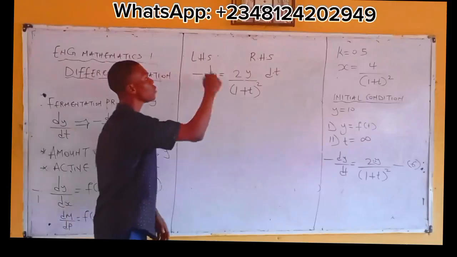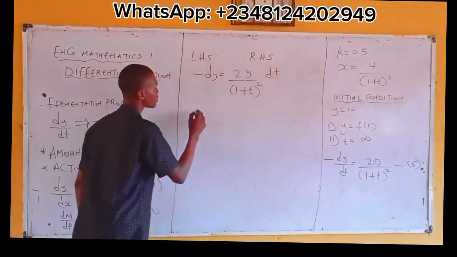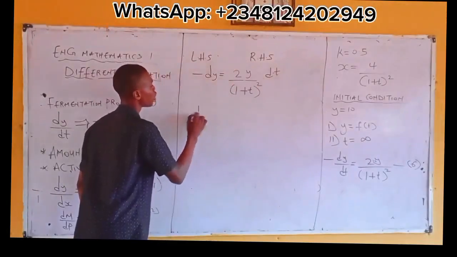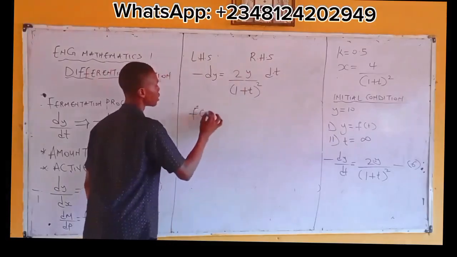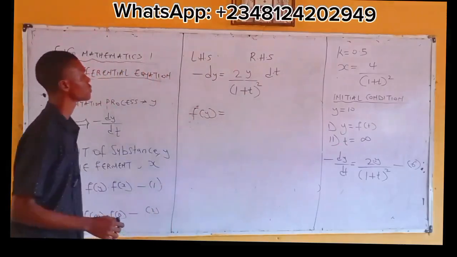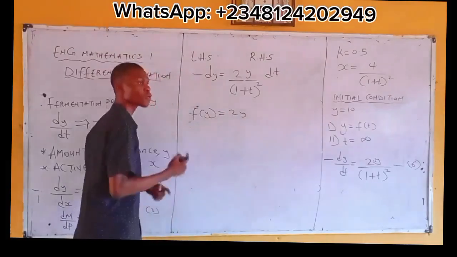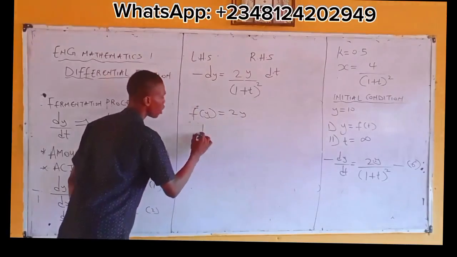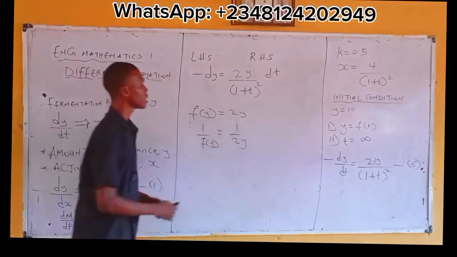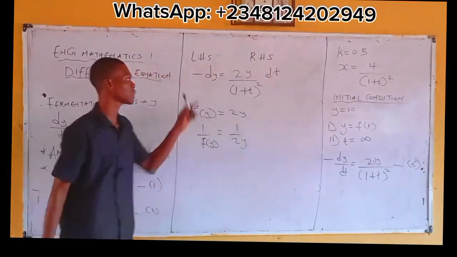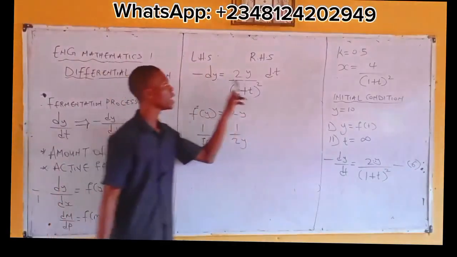Why? Because by the time you multiply both sides by the reciprocal of the function of y, meaning from here, multiply both sides by 1 over 2y. Given this differential equation, what's the function of y? The function of y is 2y. Then the reciprocal, meaning inverse, meaning that 1 over f(y) equals what? 1 over 2y. So what this means is that the reciprocal of the function of y is multiplied by the left hand side and the right hand side.